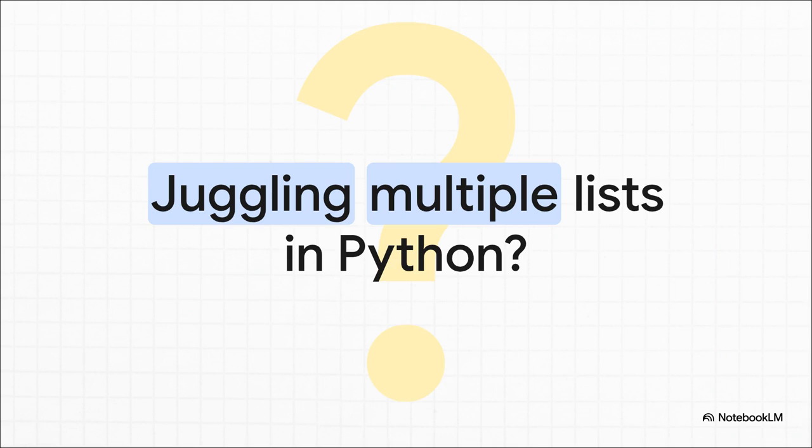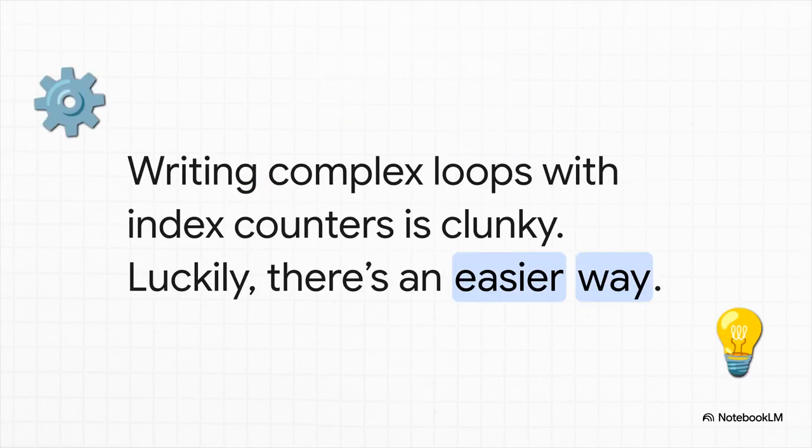You've got multiple lists, right? And the data inside them is all connected. You need to work with them together. How do you even start to tackle that? I mean, sure, you could start writing these messy loops with index counters, but let's be honest, that's clunky and super easy to mess up. So what if I told you there's a single built-in function that does all that heavy lifting for you?